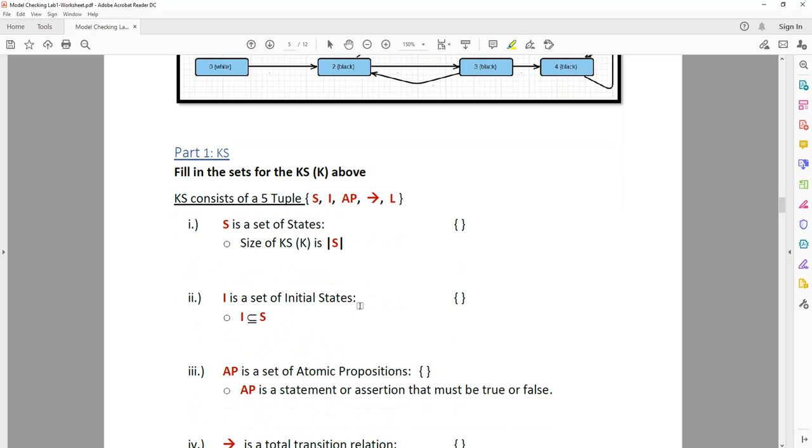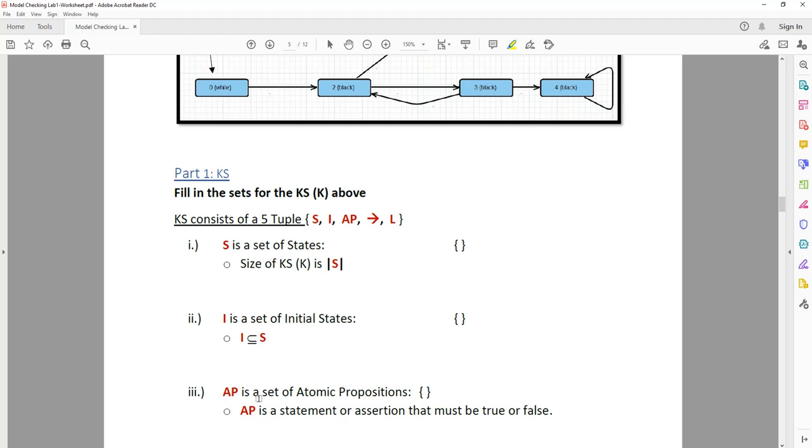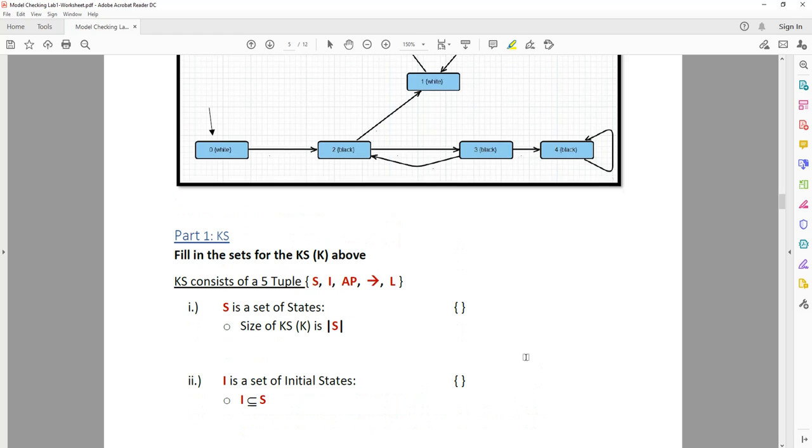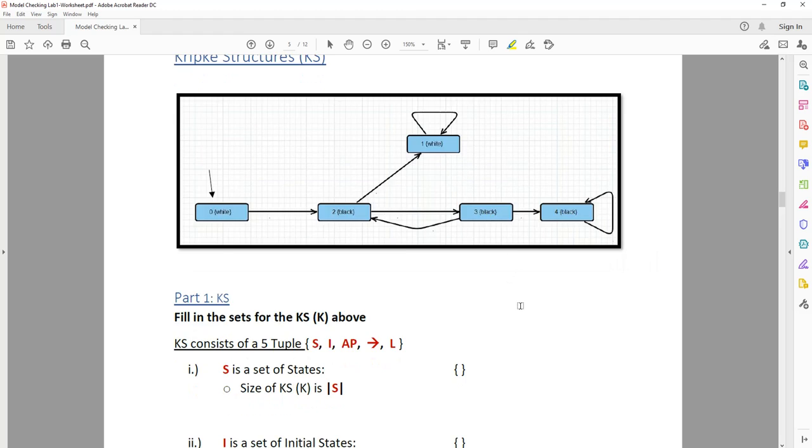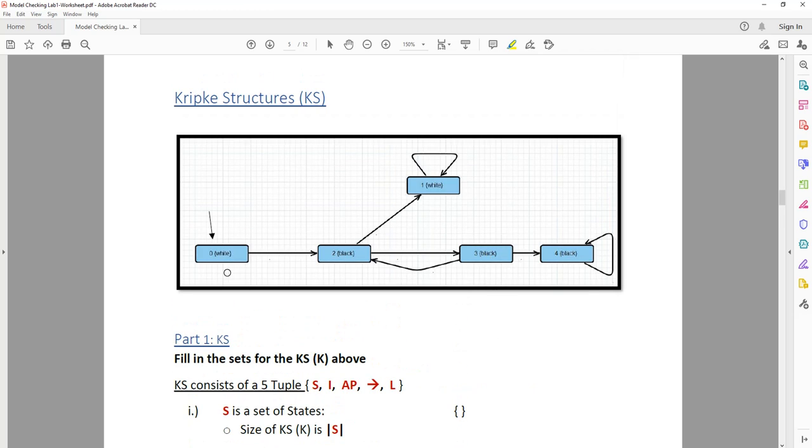Now we have atomic propositions, so it's a set of atomic propositions. An AP is a statement or assertion that must be true or false. In our Kripke structure K, we've written the atomic propositions into the state name just so you can see what they are. At state 0, we see that white is true. In state 2, black is true. In state 1 again, white is true. 3 black, 4 black. So we say our set of atomic propositions is white and black. These are our two atomic propositions for Kripke structure K.